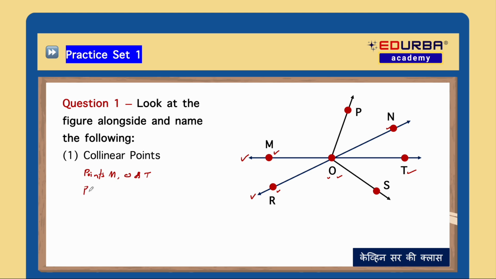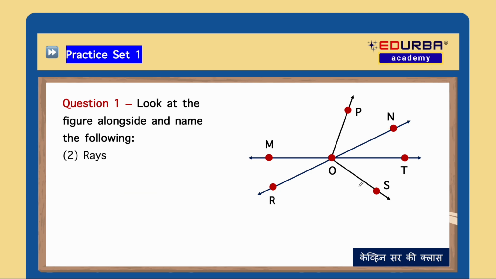So let me write it here. So points R, O, and point N. These are collinear points. Now, if you observe here, these are only 2 points. Here also there are 2 points. So that means these are non-collinear points. So we got the answer of our first question.